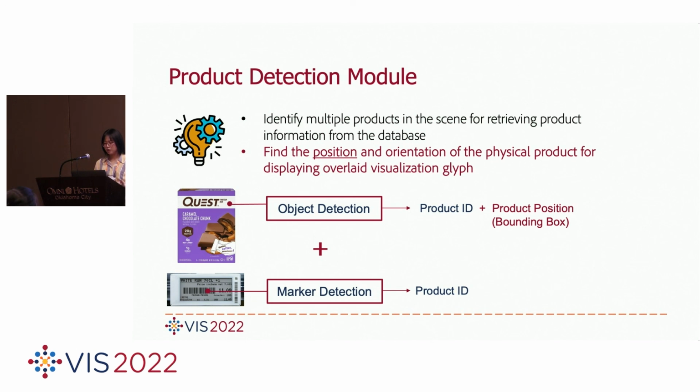The other benefit of combining two detection methods is that it enables the detection of the product position and the orientation for displaying our virtual visualization.